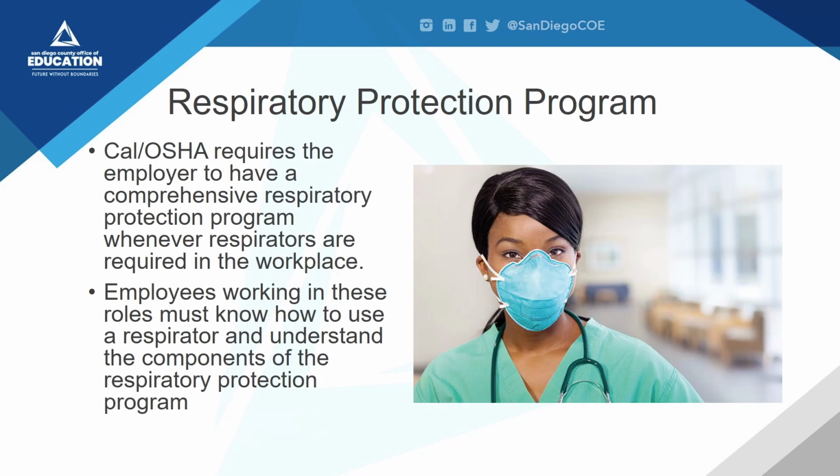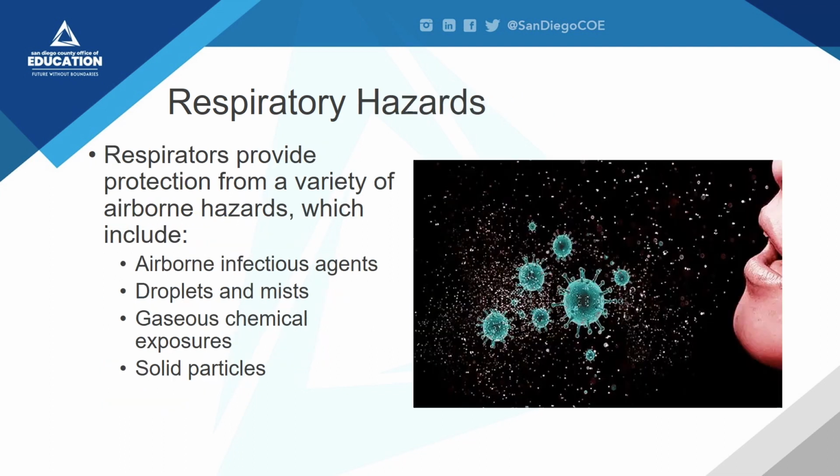Respiratory Protection Program. Cal/OSHA requires the employer to have a comprehensive respiratory protection program whenever respirators are required in the workplace. Employees working in these roles must know how to use a respirator and understand the components of the respiratory protection program. Respiratory hazards. Respirators provide protection from a variety of airborne hazards, which include airborne infectious agents, droplets and mists, gaseous chemical exposures, solid particles.